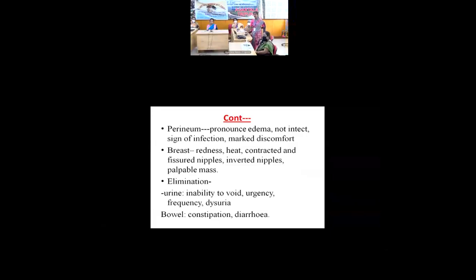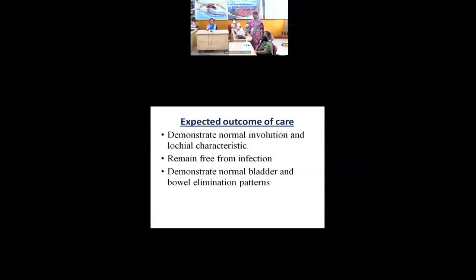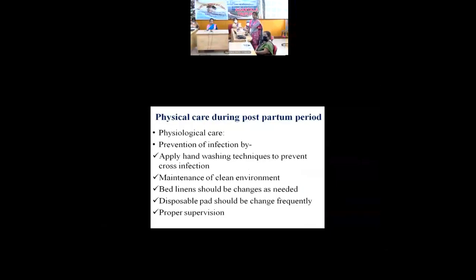Breast: tenderness, heat, contracted nipple, inverted nipple, or palpable mass should not be present. Elimination, urine: inability to void, urgency, frequency, dysuria is not normal. Bowel: constipation or diarrhea, a little may arise, but if it is severe, it is not a normal condition.